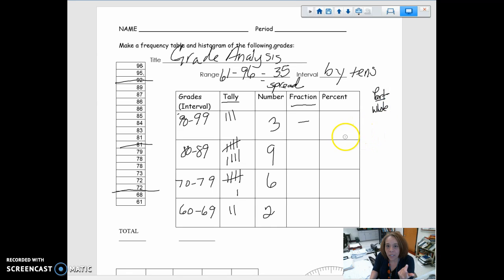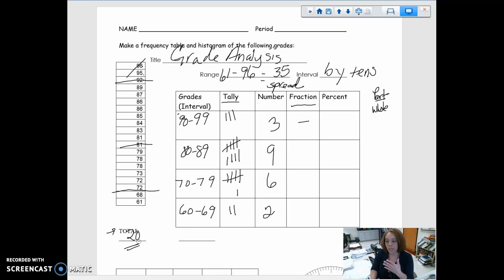Well, the whole in this case is all of these test scores. So we need to know a total, how many test scores were there. So let's count. 1, 2, 3, 4, 5, 6, 7, 8, 9, 10, 11, 12, 13, 14, 15, 16, 17, 18, 19, and then 20. So down here, you can put in a 20, and that's our whole amount.